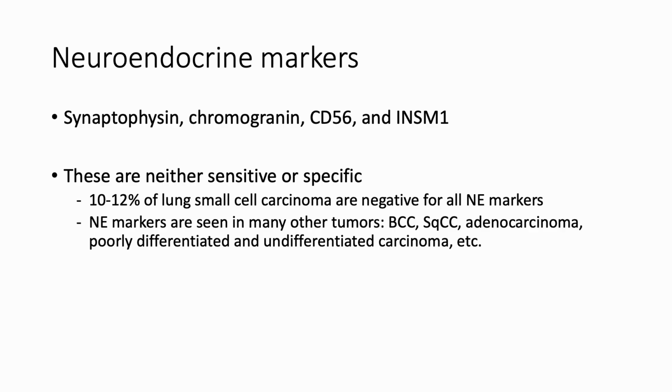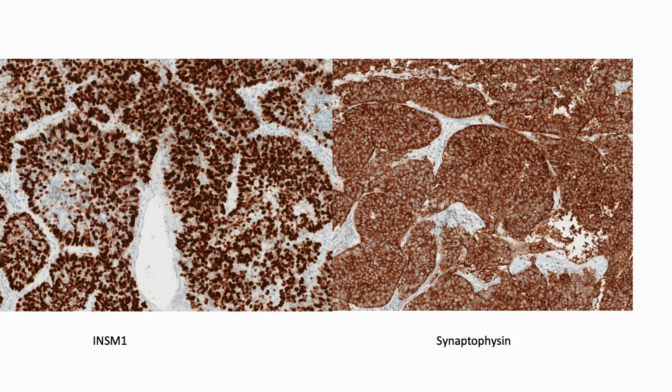Approximately 10 to 20% of pulmonary small cell carcinomas may be negative for all of these markers. Conversely, many non-neuroendocrine tumors can express one or more of them, further complicating the diagnostic landscape. Here are pictures of positive neuroendocrine marker stains. INSM1 is a nuclear marker. Synaptophysin and chromogranin are cytoplasmic markers, while CD56, not shown here, stains the cell membrane.